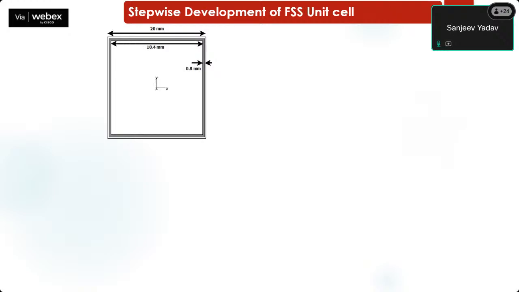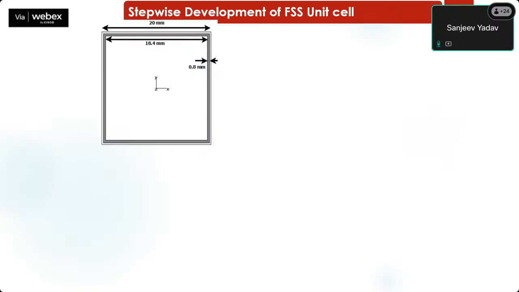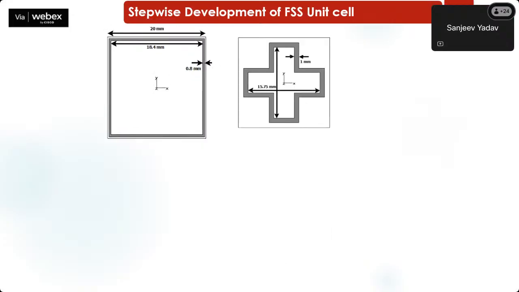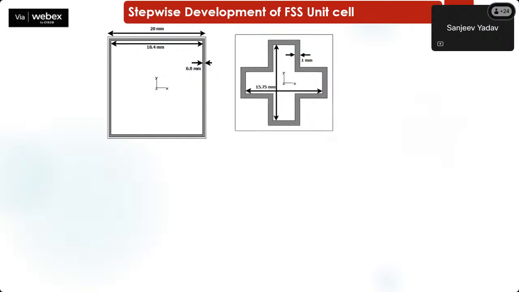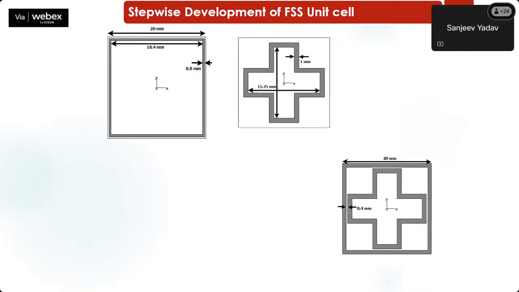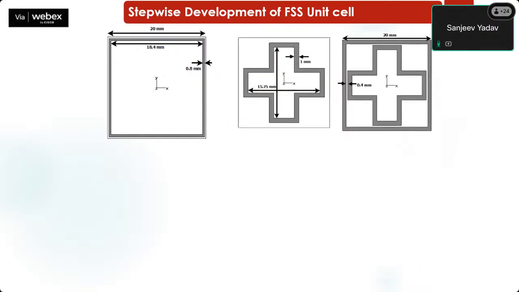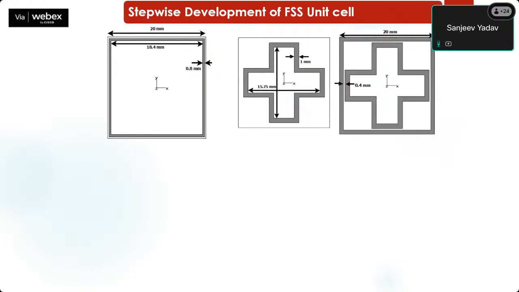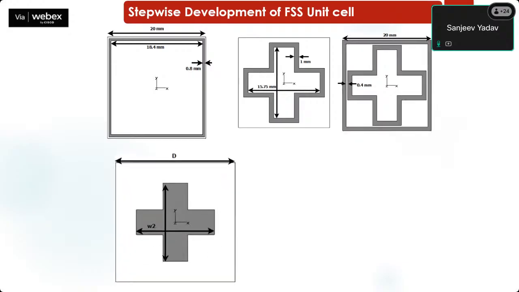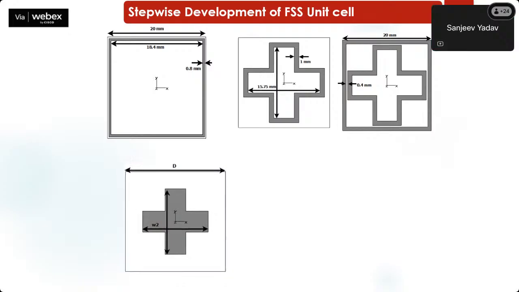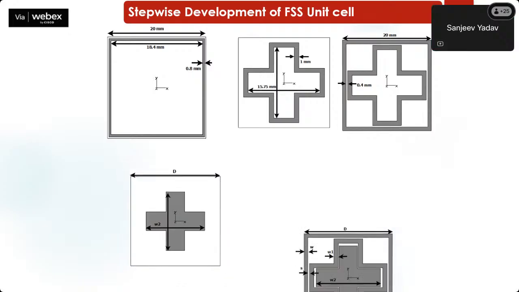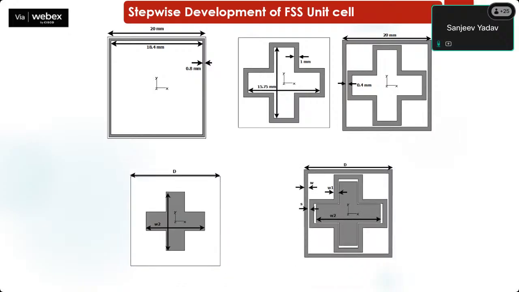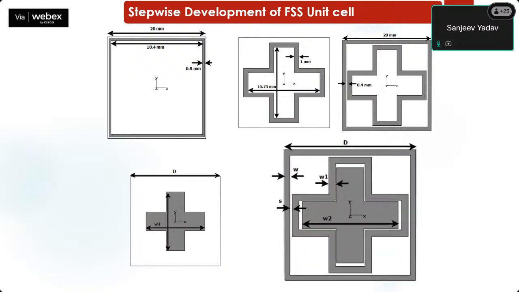Initially, we started from one square ring. Then we made one plus shape ring. Then we combined those two, because from one structure we can get one frequency, and from two structures combined, we get two frequencies. Then we took one more plus shape, combined it and tuned it so that we can get our desired results. So this is the final structure we have.